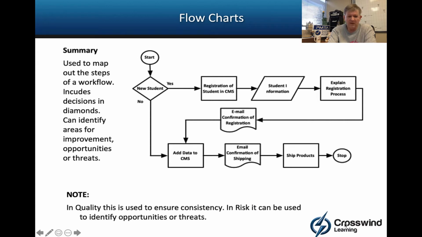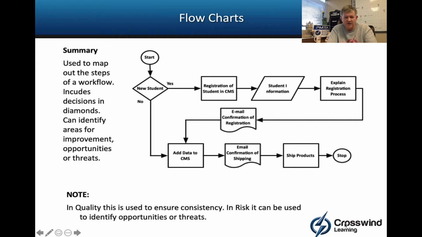Now, when we go to flowcharts, first let me say the note on the bottom of the screen there. In quality, it helps with consistency because you do the same thing. In risk, you can use it for opportunities or threats. Opportunities, you could analyze and say, well, here's a possibility to upsell somebody, like a sales funnel. Or here's a threat where somebody could exploit something if we're not careful. So then you could possibly modify this flowchart with risk to possibly realize that opportunity or plug that hole that could be a threat. But what's going on with the flowchart here, it basically is a workflow.